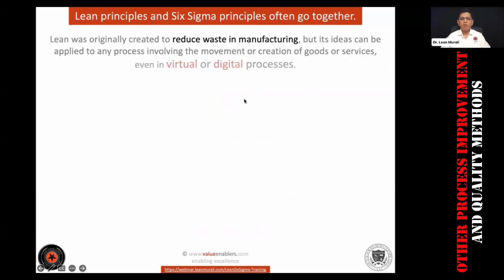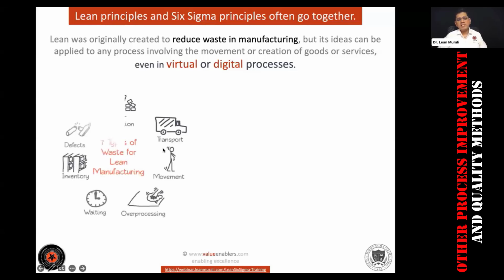But these ideas have gone into all areas. When you come to my upcoming webinar tomorrow, you will realize that it is not only in manufacturing, but also in virtual or digital processes. There are 7 types of waste which were there. Now people call it 8 different types of waste. Don't bother about that. The waste of overproduction, transportation, movement, overprocessing, waiting, inventory, and all that. We'll discuss each of these wastes deeply sometime later.